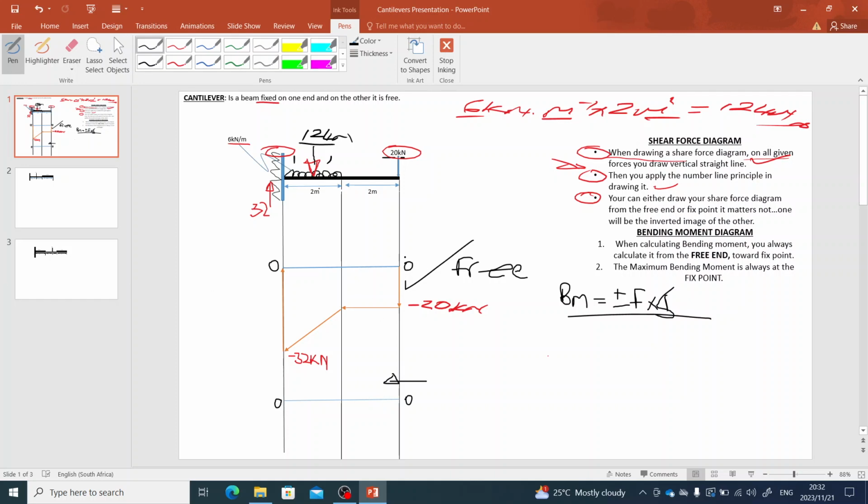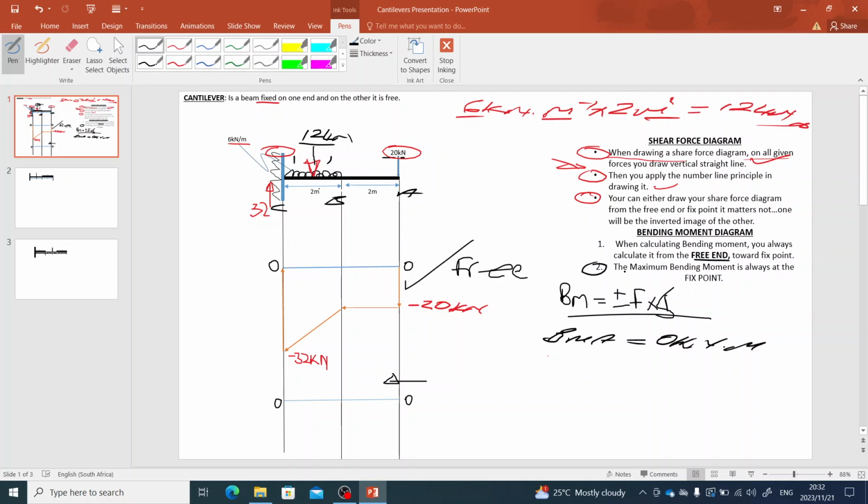This is the formula that we will be using to calculate our bending moment. Now, if we denote this as our A, B, C, we'll then calculate bending moment at A. We know that bending moment at free end is zero. Bending moment at A will be 0 kilonewton meter. There's nothing to bend here. Now, let's look at the second point here. The first point, that's the one that I've just indicated. When calculating bending moment, you always calculate it from the free end towards the fixed point.